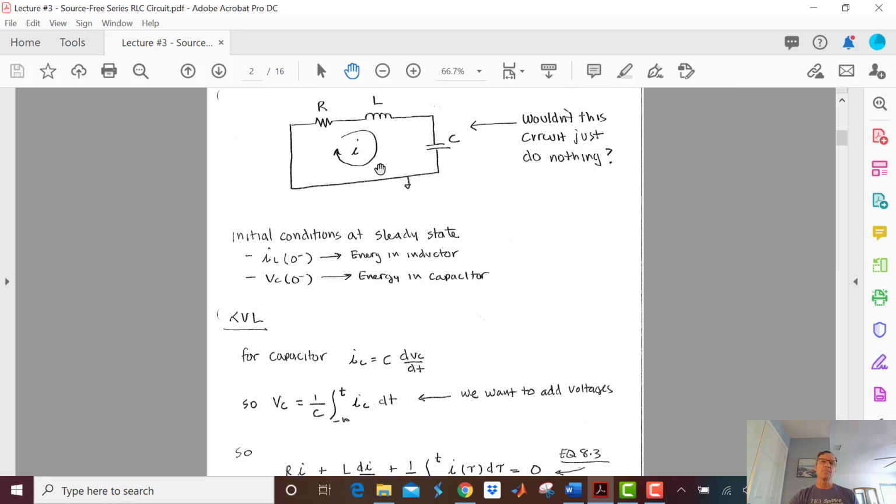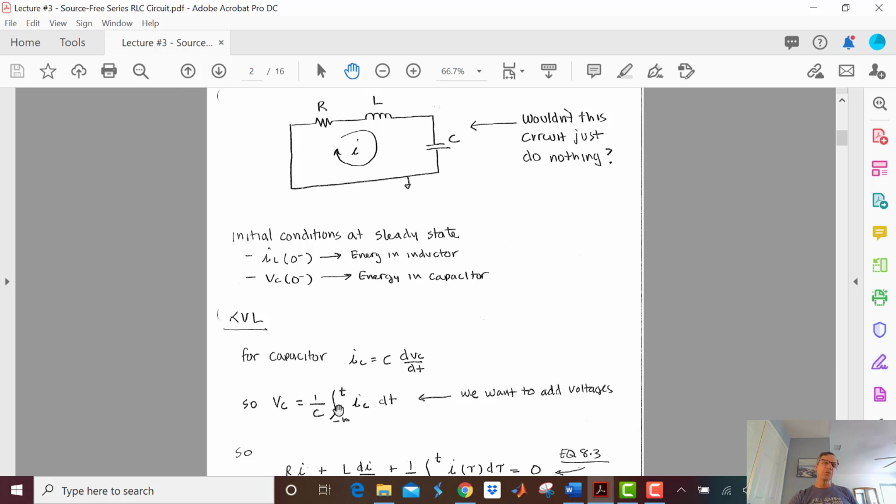Let's do KVL around this loop. So what I'm going to do is I want to add all these voltages up in this loop and sum them to 0. So let's see, for the capacitor, what's the voltage across the capacitor? Well, I know that the current through the capacitor is equal to C dV/dt. So if I just divide both sides by C, I get I_C over C is equal to dV/dt. And if I integrate that, I'm going to get V. So here we go. Voltage across the capacitor is equal to 1 over C times this integral.